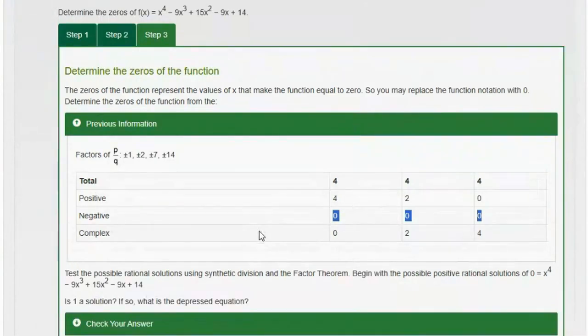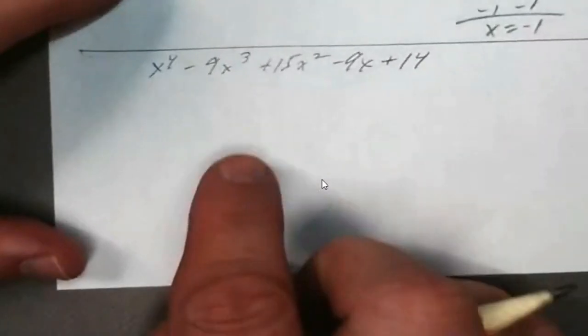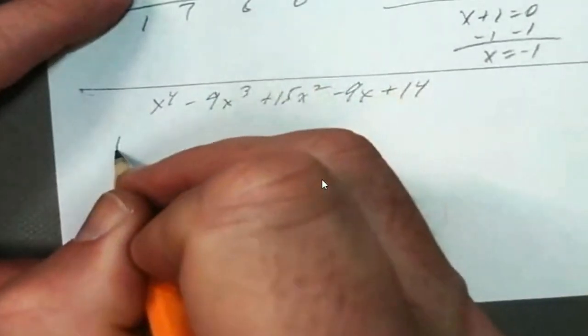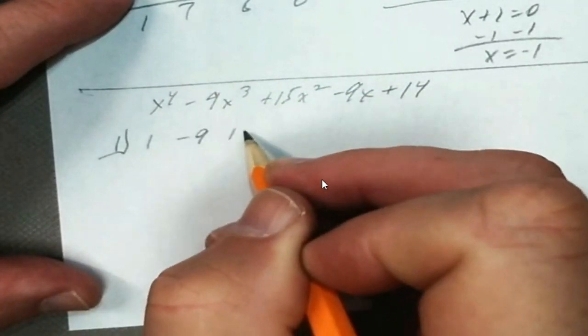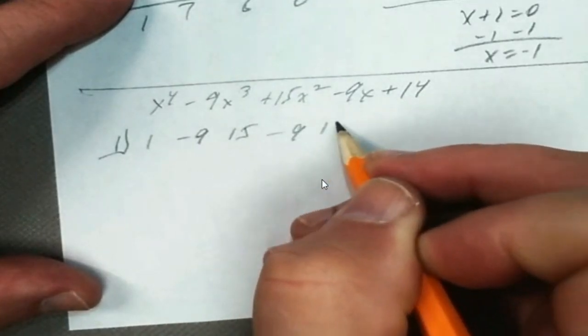So let's play with this one. I want to write it down real quick. x to the 4th minus 9x to the 3rd plus 15x squared minus 9x plus 14. So we're going to check first off to see if 1 is a solution. So I've got the equation written right in here. If we check 1 and using the coefficients 1, -9, 15, -9, and 14.